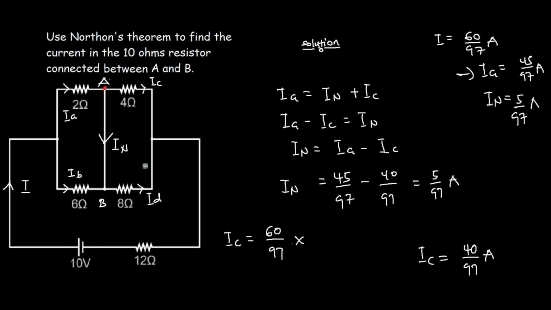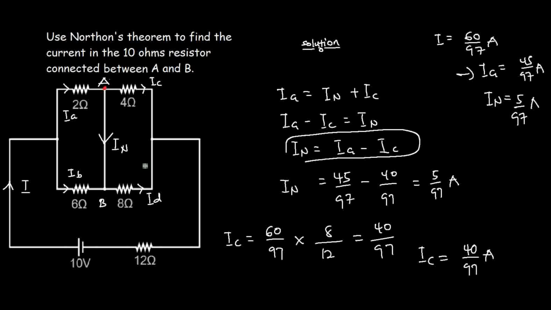Okay, times this 8 ohms here, divided by 8 plus 4, and that's 12. So divide by 12. When I do this, this will give me 40 on 97, and that's the value of IC. So with this value of IC, you just come and substitute into this equation that we have here.